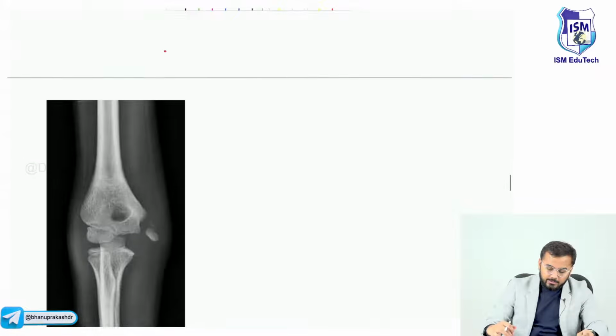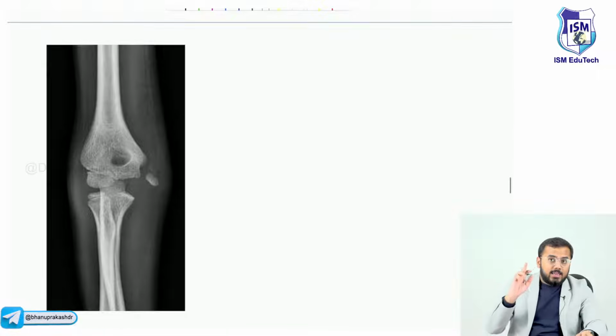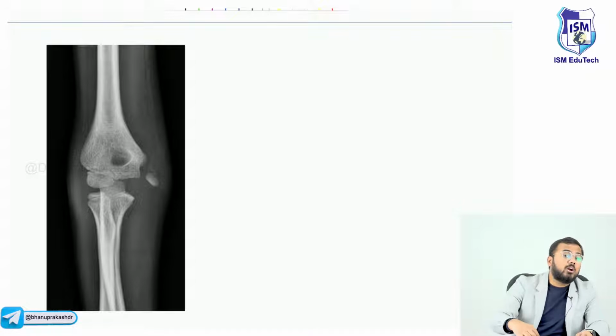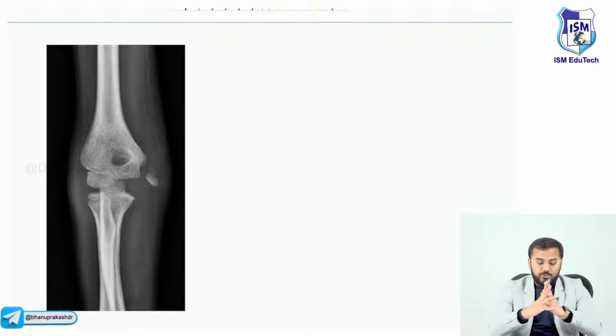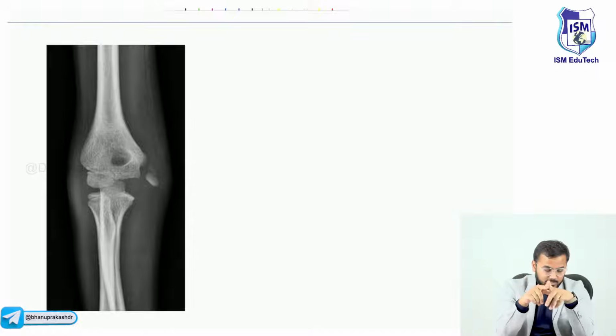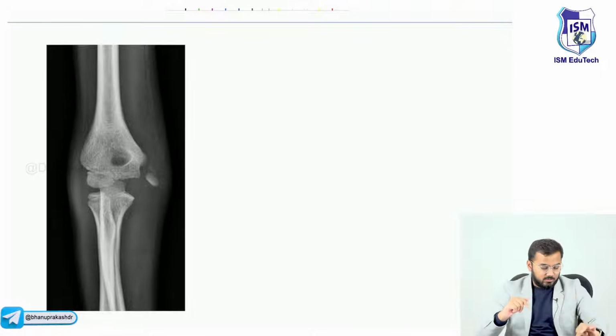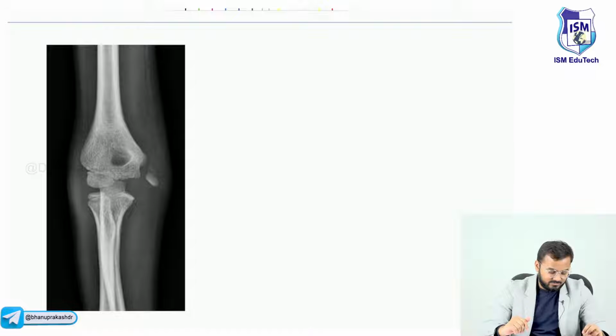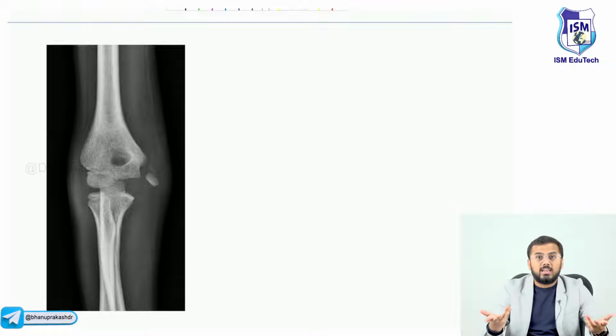Now after that, the next important thing. Tell me what fracture this is. Look very clearly and tell me. Is this a surgical neck fracture or a mid shaft fracture? Tell me. Is this a surgical neck fracture or a mid shaft fracture, or is it a normal X-ray?